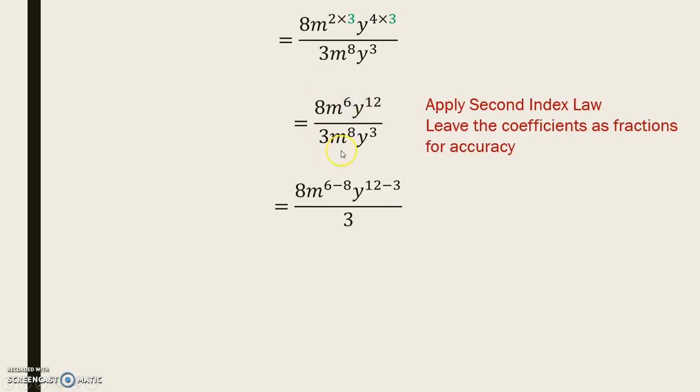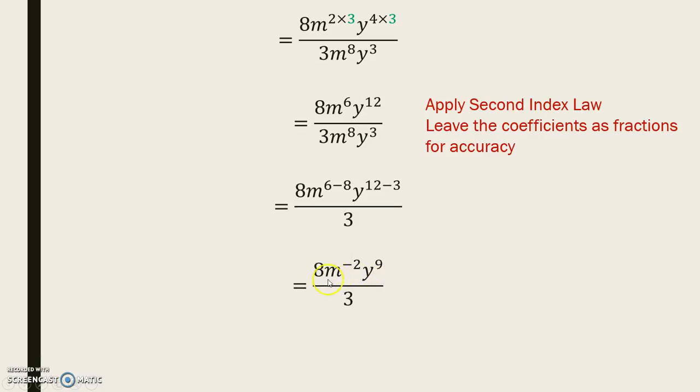So we've got our m's, 6 take 8, because we're dividing the same base. And here for y, 12 take 3. We end up with 8/3, 8 over 3 still, we haven't touched it. 6 take 8 is -2 for the m base. And for the base of y, we're left with an index of 9. 12 take 3 is 9.